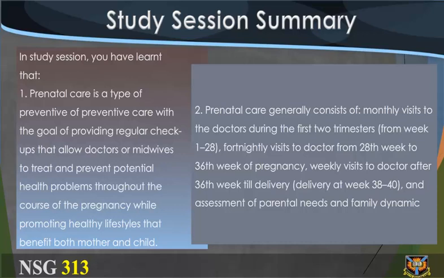2. Prenatal care generally consists of monthly visits to the doctor during the first 2 trimesters from week 1 to 28, fortnightly visits to the doctor from the 28th week to the 36th week of pregnancy, weekly visits to the doctor after the 36th week till delivery, delivery at week 38 to 40, and assessment of parental needs and family dynamics.